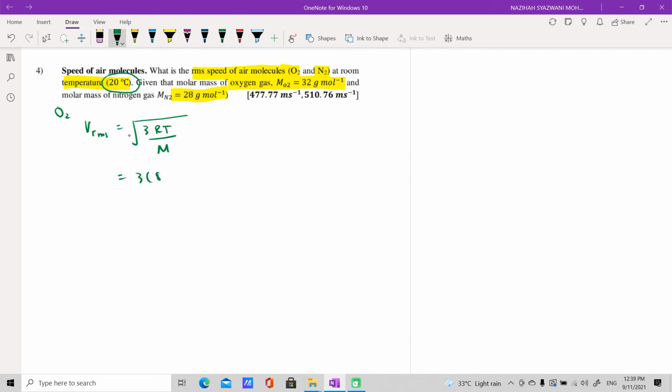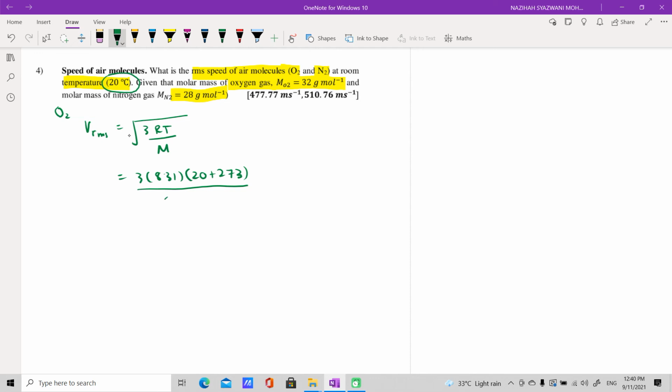So R is 8.31. The temperature is in degrees Celsius, so you have to convert that to Kelvin. We are going to add 273. For the value, sometimes we use 273.5. It depends on the list of constants given in the exam. If you have any constant values given in the questions, don't simply write it out even though you know it. Please refer to the list of constants given during the exam.